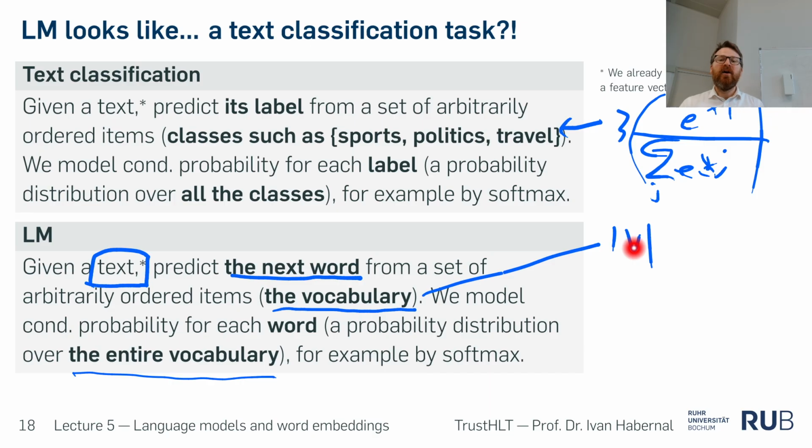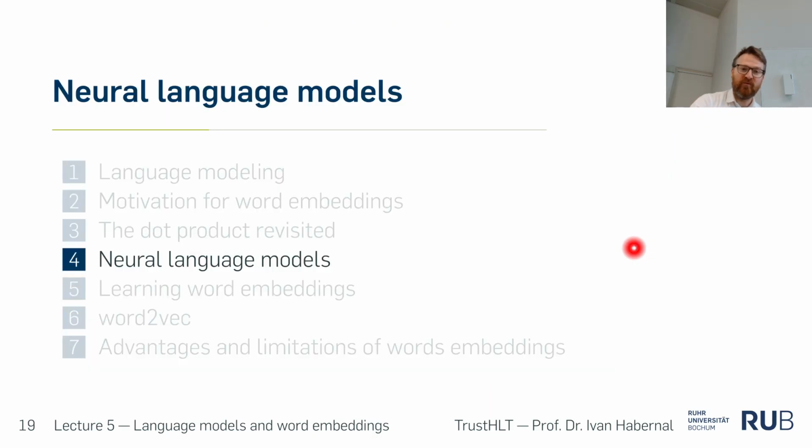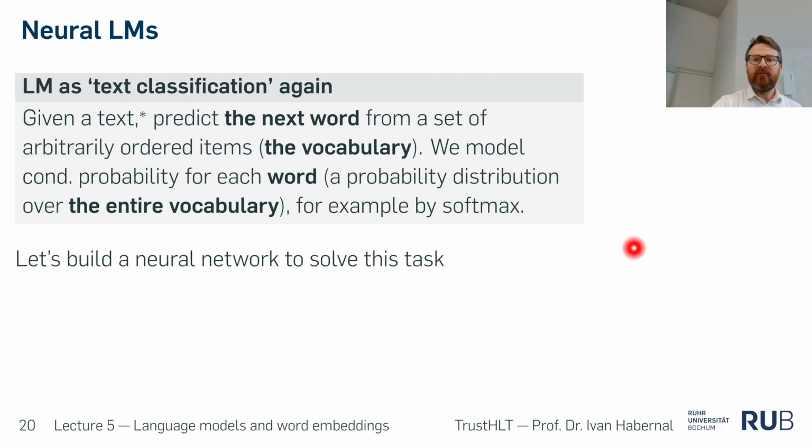This is it. So this is cool because we know how to solve this. We know how to do classification of text. Which means we can build a neural network to do this classification and do the prediction for the next word. We can do this. So welcome to neural language models, which is not based on counting and dividing, but it's based on something else which we will have to find out. But let's start with building a neural network to solve this task.